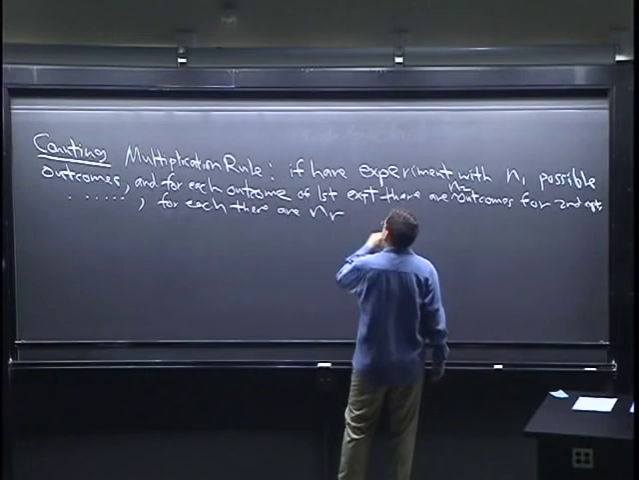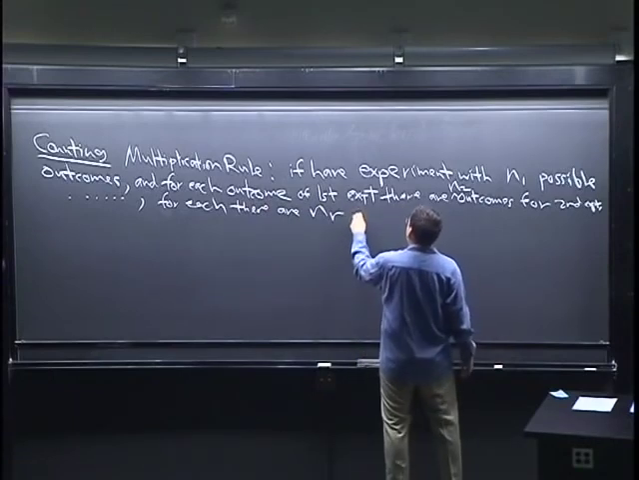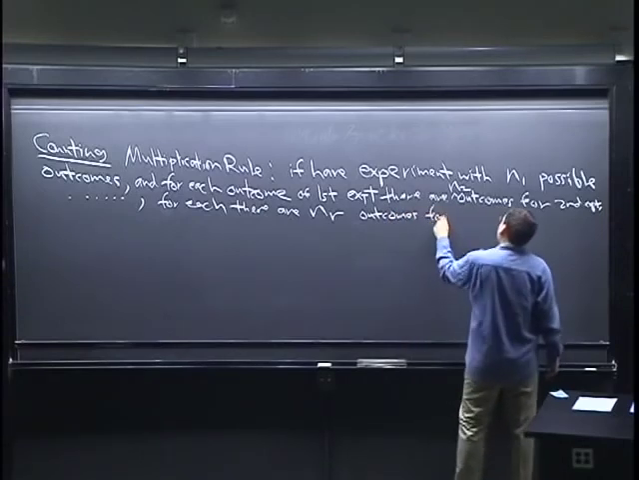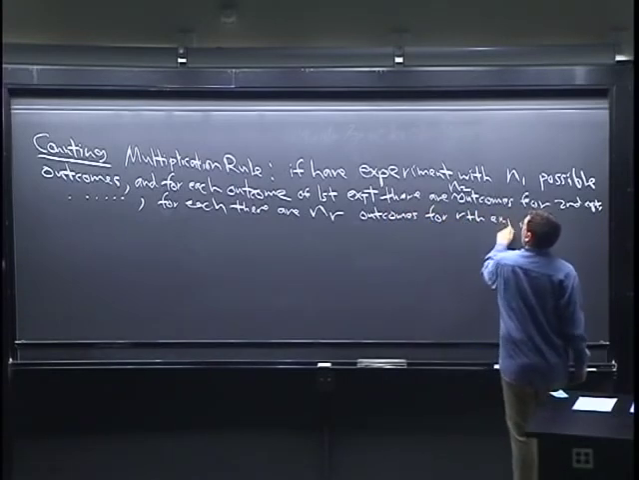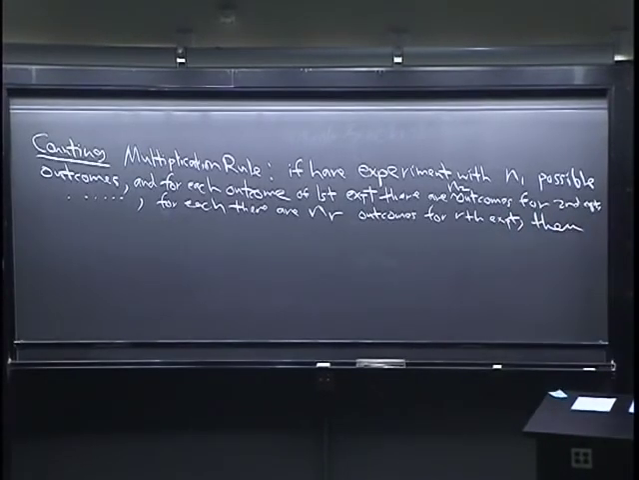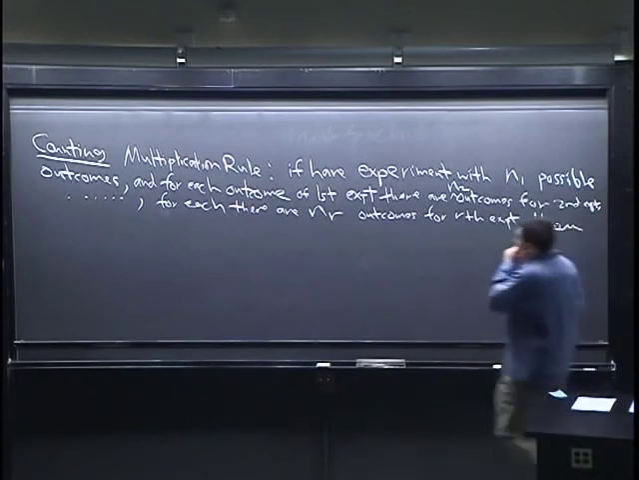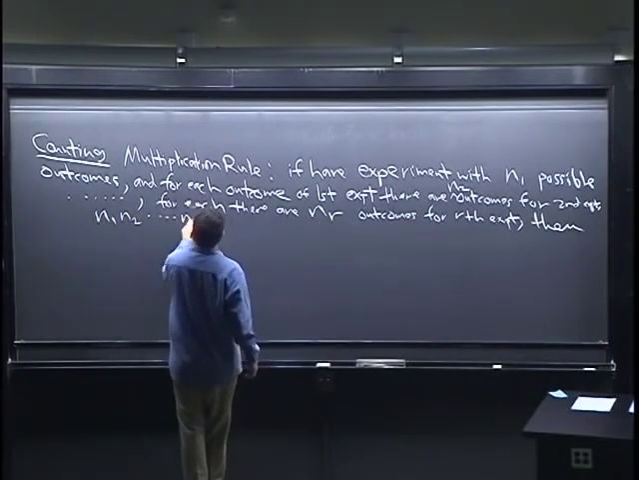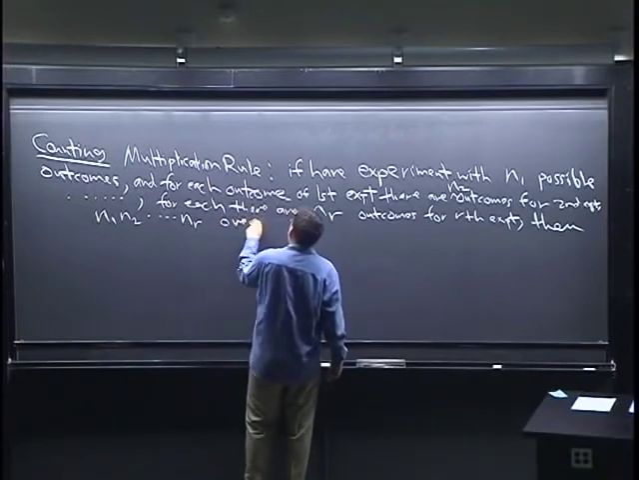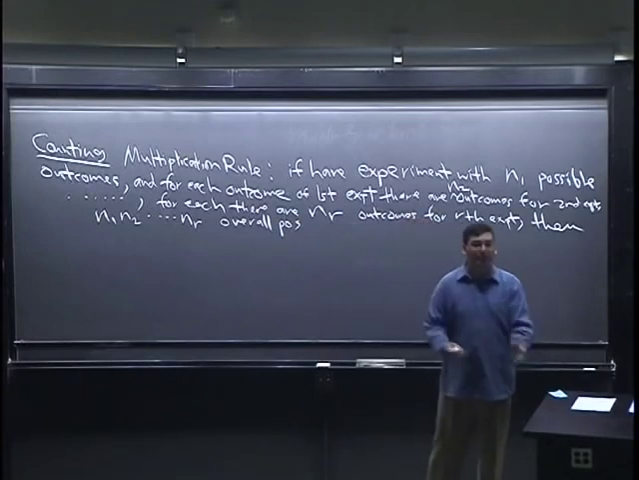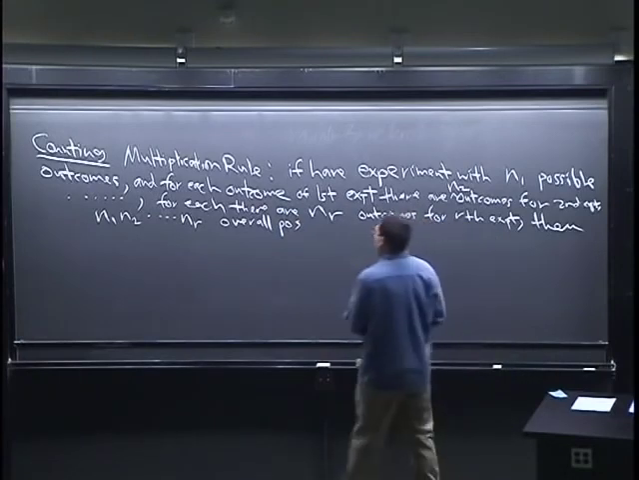Okay, I'm almost done stating this. There are n sub r outcomes possible for the rth experiment. Then the conclusion: we have all these separate experiments that we're doing sequentially, one after the other. Then overall, there are n1 times n2 times ... times nr possible outcomes for the combined experiment. The combined experiment consists of doing all these smaller experiments, one after the other.